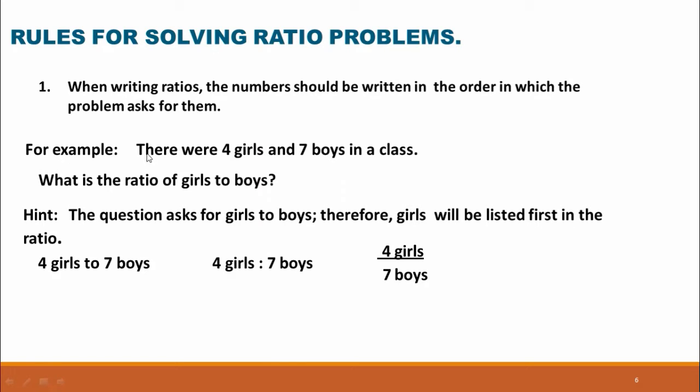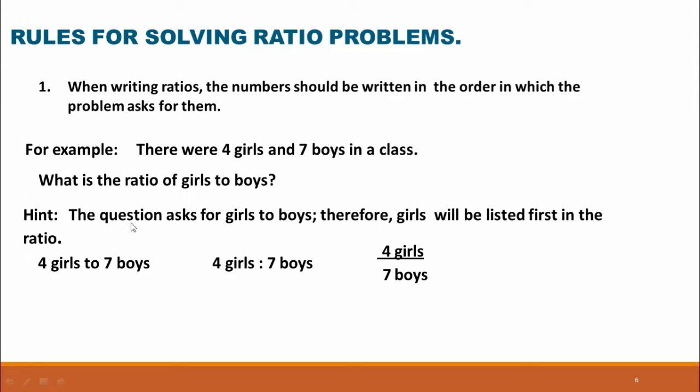For example, we have 4 girls and 7 boys in a class. Then what will be the ratio of girls to boys? Now, dear students, note the hints for this question. The question asks for girls to boys. Therefore, girls will be listed first in the ratio.